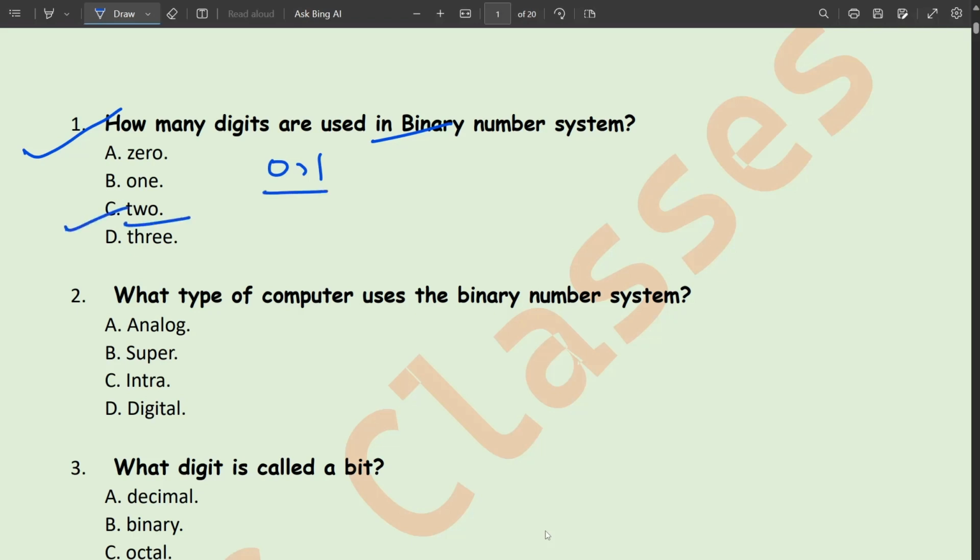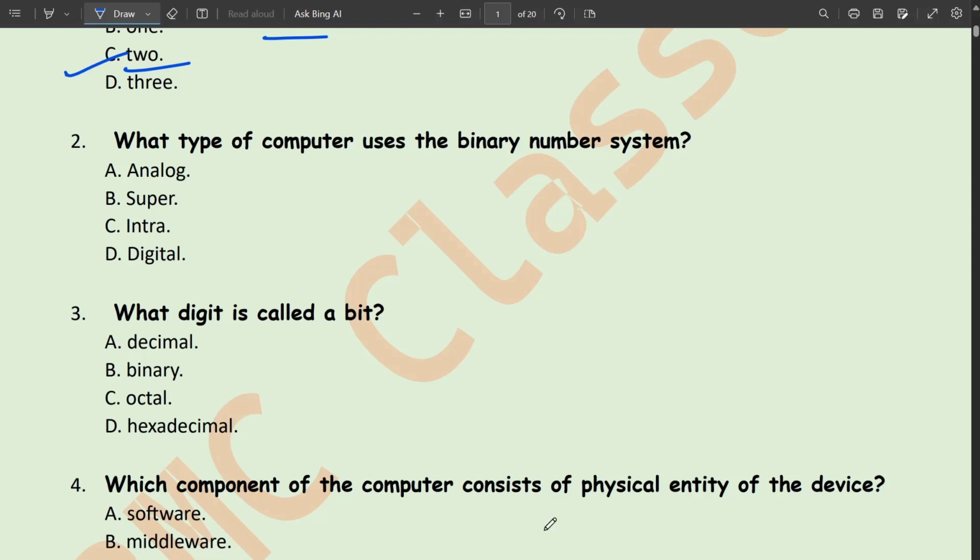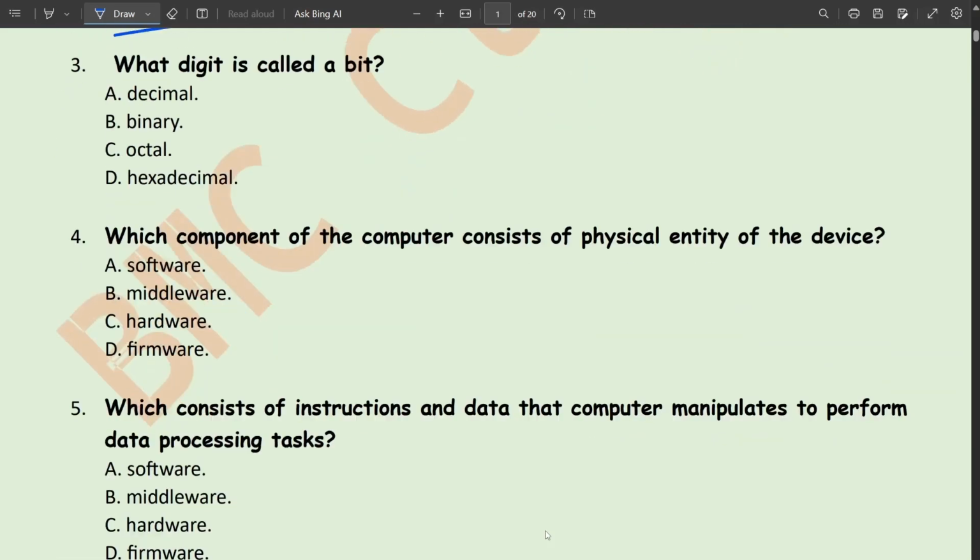Next, what type of computer uses the binary number system? किस प्रकार के कंप्यूटर्स बाइनरी नंबर यूज करते हैं? The answer will be option number D, digital. Next, what digit is called a bit? The answer will be option number B, binary. Binary digit is called a bit.